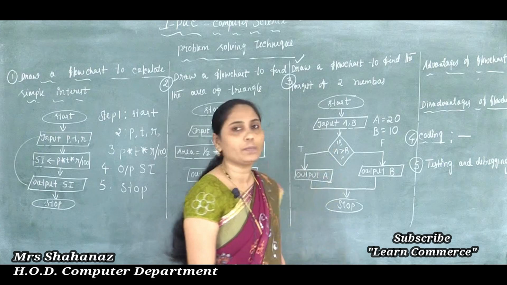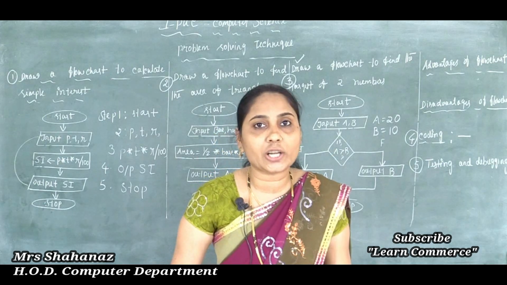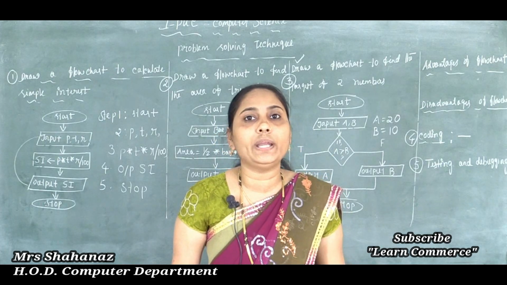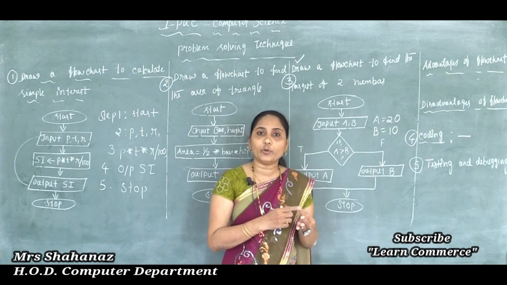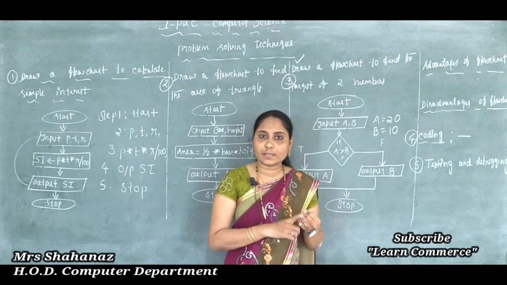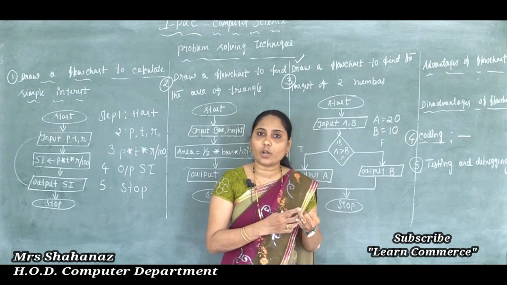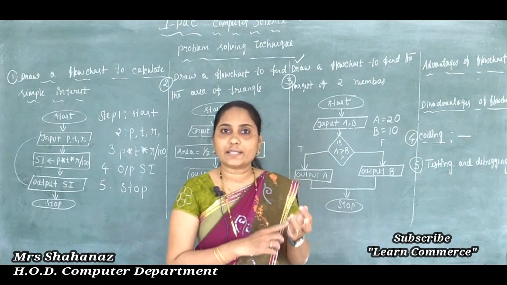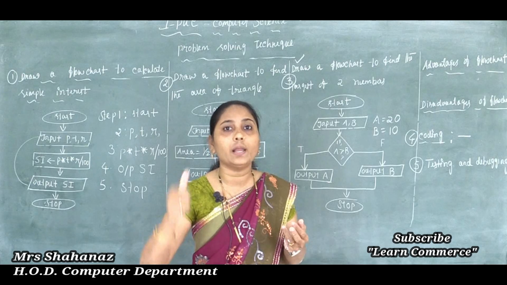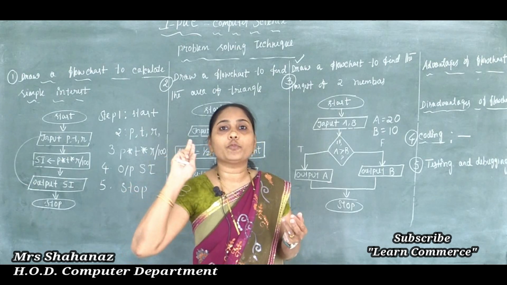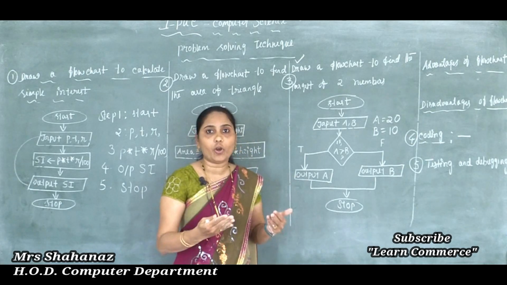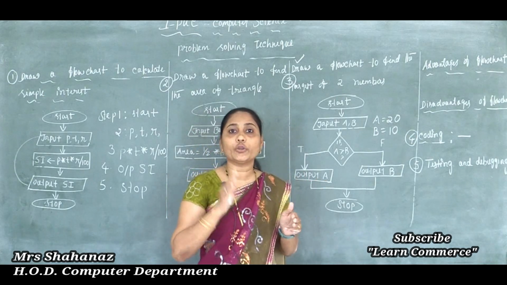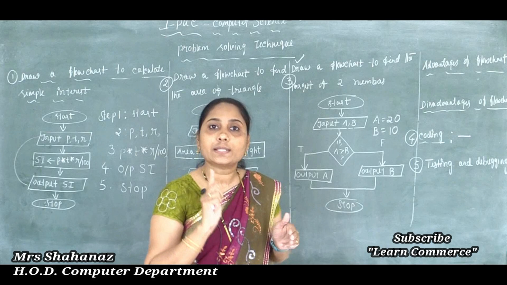The name of the symbol is called the decision symbol. As we know, many types of symbols are there: maybe the terminal, input and output symbol, process symbol, preparation, that is called the looping symbol, decision symbol, connector symbol, predefined process and flow of direction. So many types of symbols are there. Depending on the program we are going to use, we need to use the symbols.